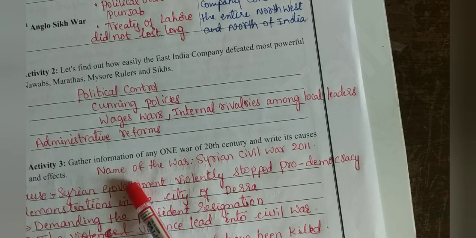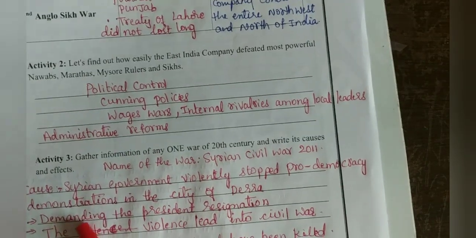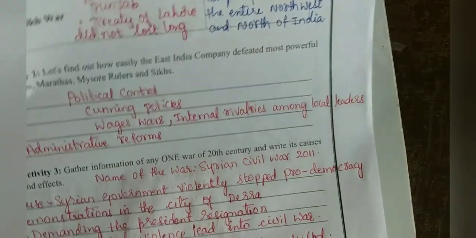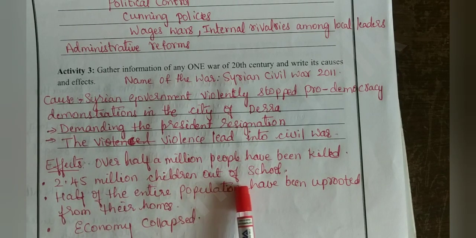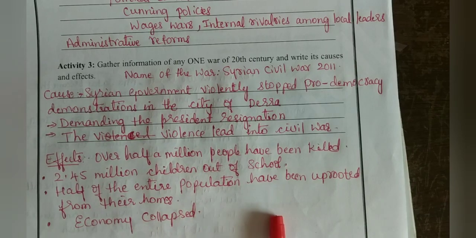So I have written here the name of the war, that is Syrian Civil War 2011. Causes, Syrian government violently stopped pro-democracy demonstrations in the city of Dera, demanding the president's resignation. The violence led into civil war. Effects, over 500,000 people have been killed, 2.45 million children out of school, and half of the entire population have been uprooted from their homes. Economy collapsed.